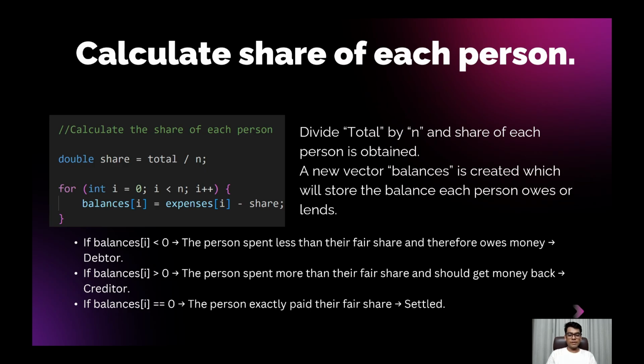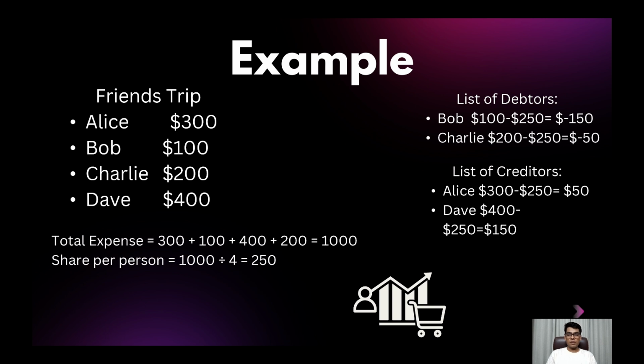Similarly, if the balance is greater than 0, the person is a creditor as he has spent more than his required share. If the balance is equal to 0, the person has spent equal to the share and is already settled up. So again I have taken an example. Let us take a friends' trip of Alice, Bob, Charlie, Dave, who spent 300, 100, 200, $400. Total expense would be 1000 divided by 4, which is $250.